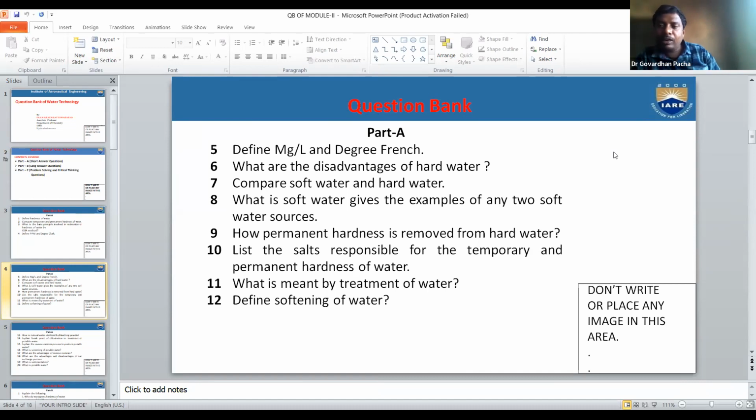Amma, tell me what is the definition for soft water? It removes the hardness and makes lather. Soft water forms lather with soap. The sample of water which gives lather with soap is called soft water. The sample of water which doesn't give lather with soap is called hard water. Okay, ma?